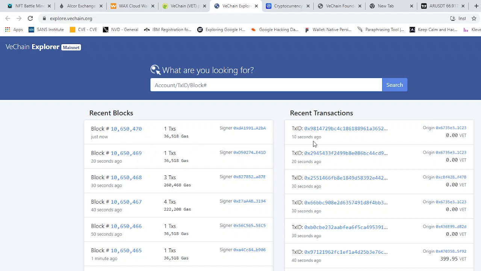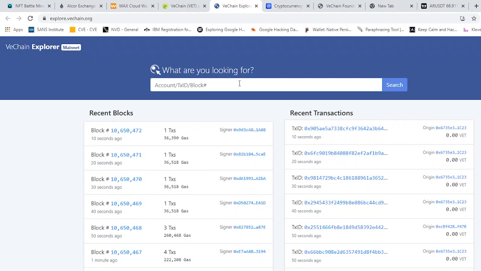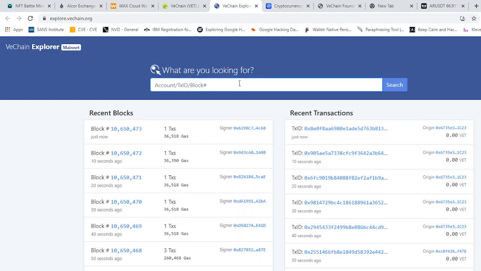Recent transactions 10 seconds ago. Okay, as you can see, all the transactions, that's where you see your transactions at. Now you can put your transaction ID. Say I bought some VChain, and I'm trying to track it to see how long it takes, what stage it's in before it gets to my wallet. I can put my transaction ID right here, hit search, and find it, and it can tell me what stage it is and what block it's in.